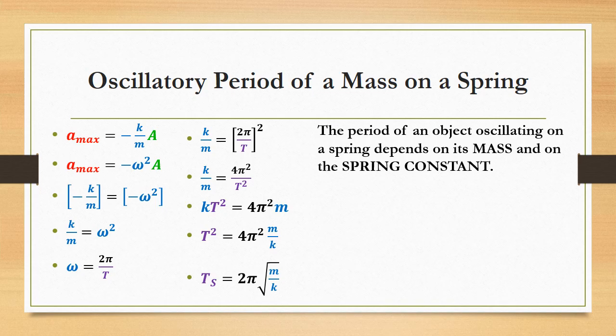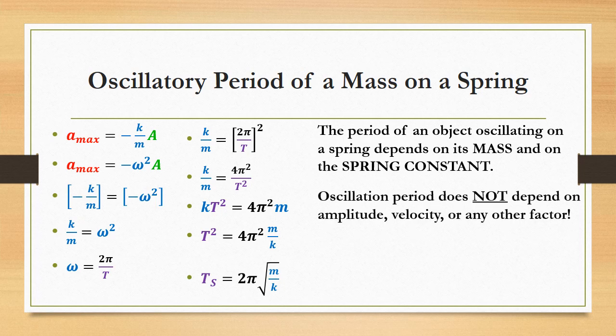Two notes about it. Like I said before, the period of a mass oscillating on a spring is independent of its amplitude. It depends on the mass and the spring constant only. Velocity, like I said, amplitude, every other factor you may have considered is irrelevant. All we care about is mass and spring constant.